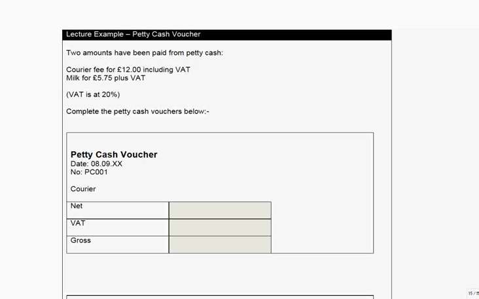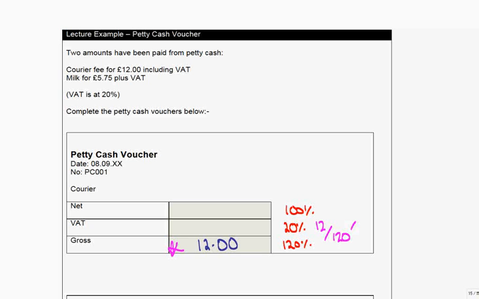If we look at the courier fee first of all, it was £12 including VAT. So again here we've got a gross figure, so we can fill that in straight away. We then need to get the VAT and the net. So remember, this represents 120, this represents 20, and this represents 100. So to get the VAT, if we take £12, divide by where it was. So we had the gross figure. Remember, 12 is the gross figure. So divide it by the 120 because that's where we are. That's the number that we've got.